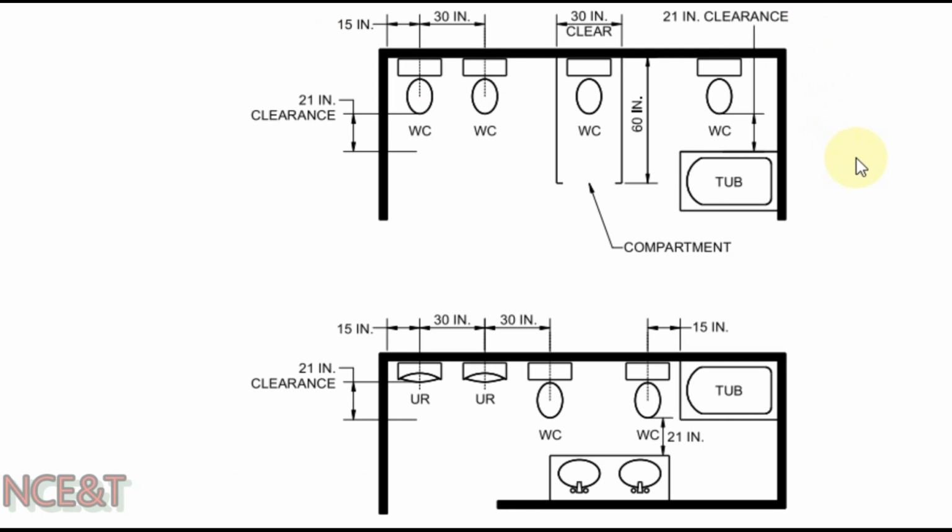These are distances between fixtures as per International Plumbing Code. We can see from here, if we are going to install a WC beside the wall, the minimum distance between the wall and the center of the WC should be minimum 15 inch. If we are going to install two WC beside each other, then the center to center distance must be minimum 30 inch.